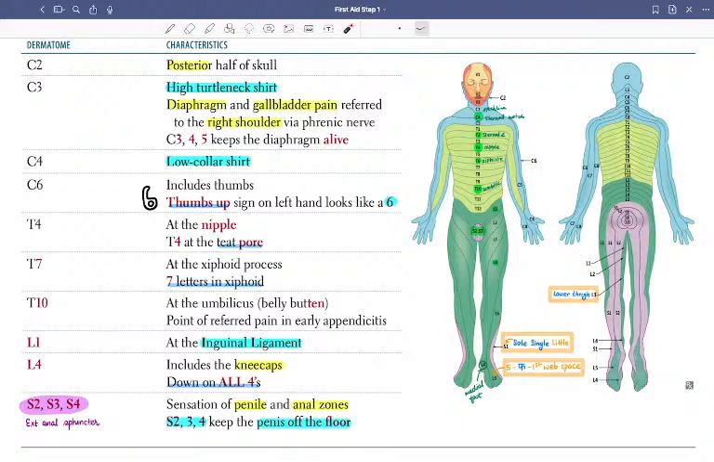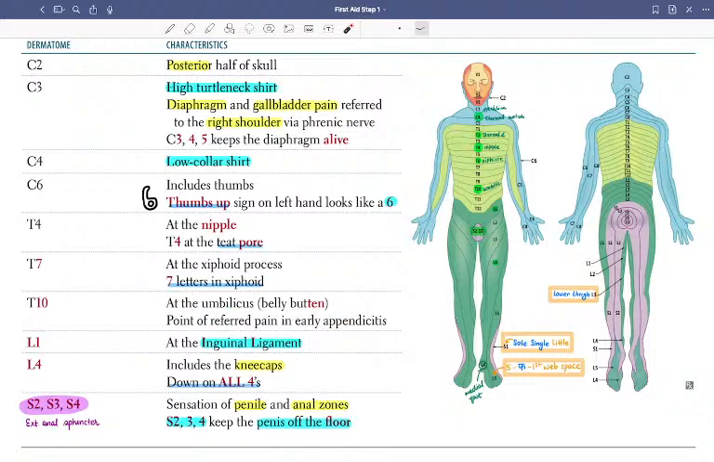Next is C6, which includes the thumb. When you do thumbs up, it looks like a 6. That's why C6. T4 is the level of the nipple, very important. T7 is the xiphoid process, 7 letters, X-I-P-H-O-I-D, and T10 is at the belly button. T10 umbilical, everyone remembers early appendicitis pain.